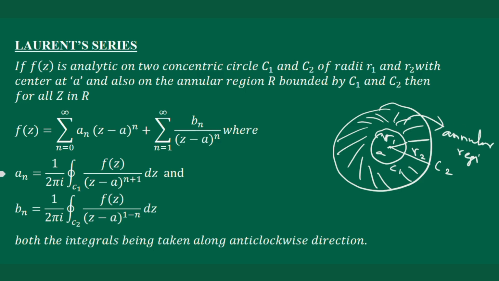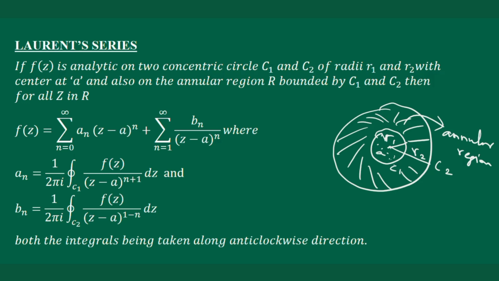That is, we have to expand the given function as a series in the annular region, which is analytic at all points in the annular region. Which means that there may be some points inside this circle C1 where the function may not be analytic. So omitting this point, we are considering the remaining region. That is the reason we are going for the Laurent series.